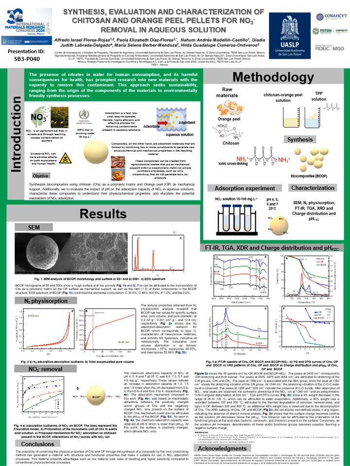The adsorption mechanism proposed in this work, Figure 4b, was based on electrostatic attractions between the positively charged amino groups of chitosan and the negatively charged nitrate ions present on the surface of BCOP. This mechanism could also be attributed to the zero charge point of the BCOP, Figure 3d. As seen in Figure 4a, the maximum adsorption capacity was obtained at pH 4, which is lower than the zero charge point. At this point, the surface is positively charged, which attracts nitrate ions.